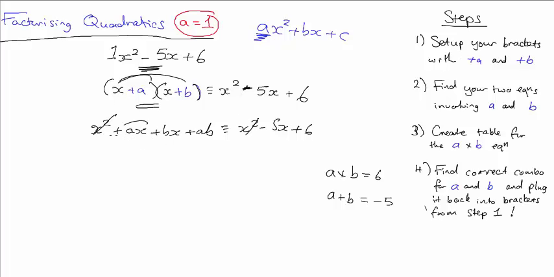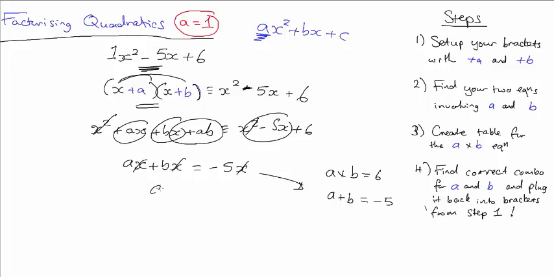So the next thing, this is your x squared, so this is your x term, 2 x terms on that side, 1 on this side. So we need to make ax plus bx equal minus 5x. So we get that one. And then finally, we know that a times b is going to have to equal 6. And that's how we got that one. So that's the last time I'll be doing that for a equals 1. After that, I'm just going to be jumping straight to this. So make sure you're comfy on that.